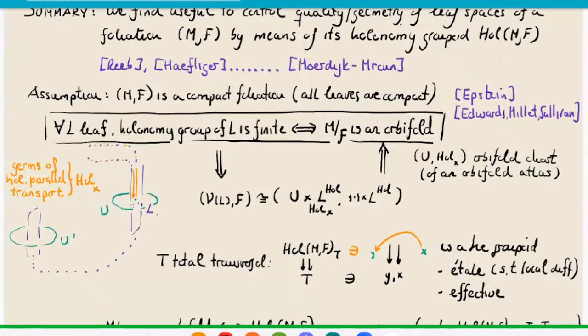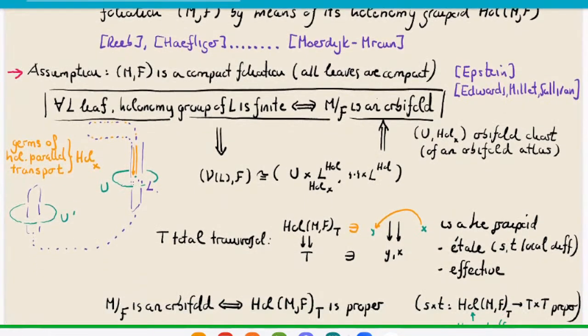All right, so my assumption here, for the sake of the exposition, is that I'm going to have a compact foliation. That is, a foliation all whose leaves are compact. And there's a lot of literature on this subject. There are mostly papers by Epstein, Edwards, Millett and Sullivan, and there are different ways of characterizing when a compact foliation has an orbifold leaf space. And the one that I'm going to choose is basically the holonomy groups. So we know that the leaf space of this compact foliation is an orbifold if and only if each leaf has finite holonomy group.